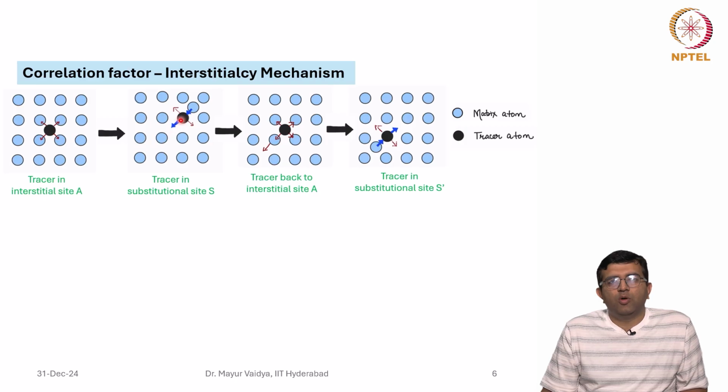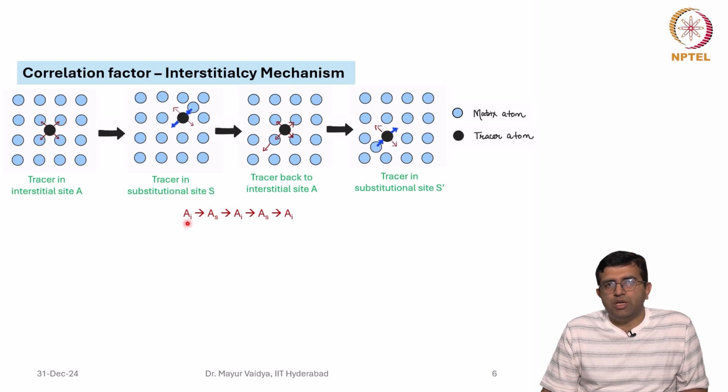Now, when it goes to the substitutional site, it knocks one of the atoms to the interstitial position. Now, what happens is that the tracer wants to come back to the interstitial site which was left by its previous jump. Okay. And again then when it is at an interstitial site, it has equal probability of displacing any of the substitutional atoms and going back to the substitutional site. So, the sequence of steps, if you write, is the tracer going from an interstitial site to a substitutional site.